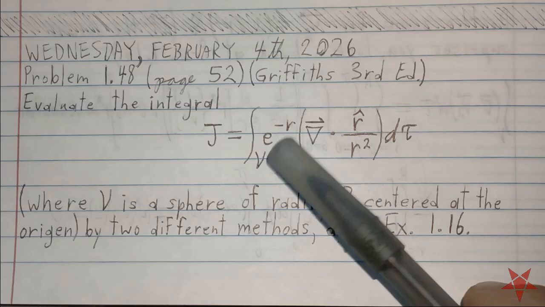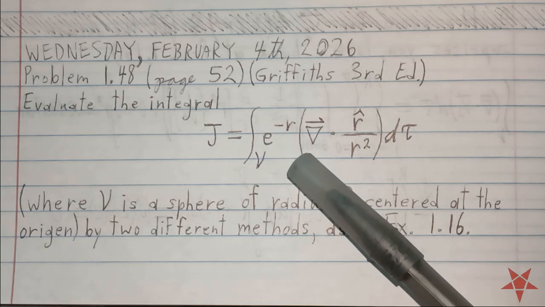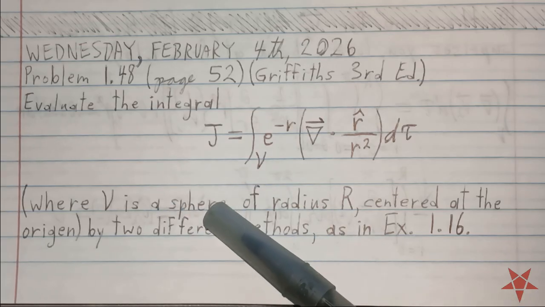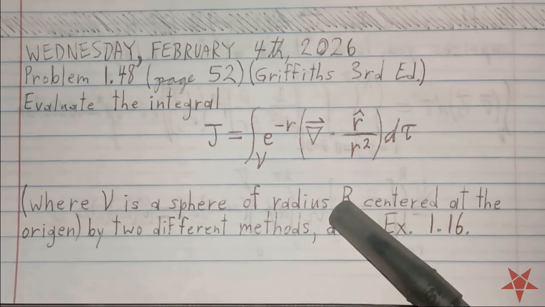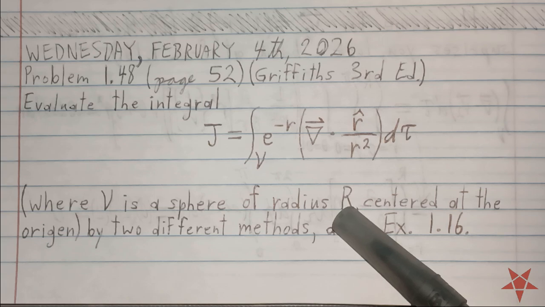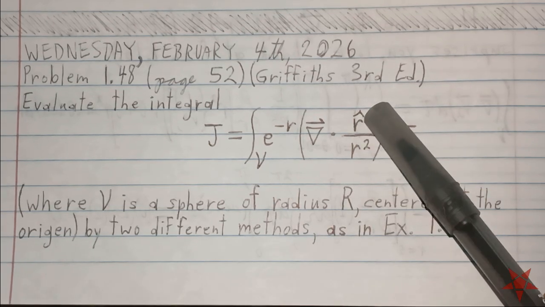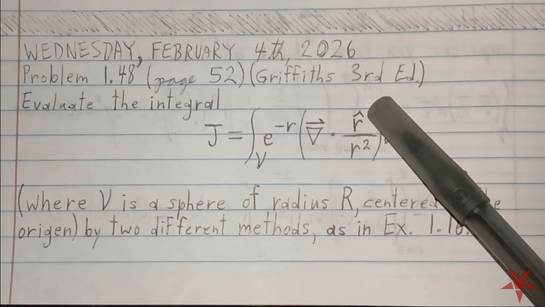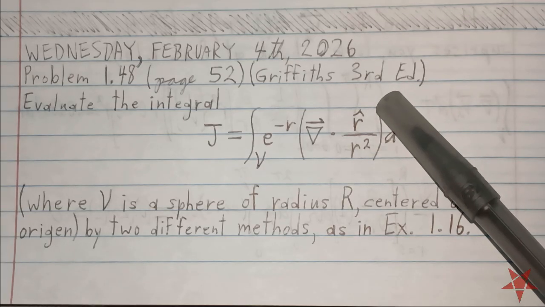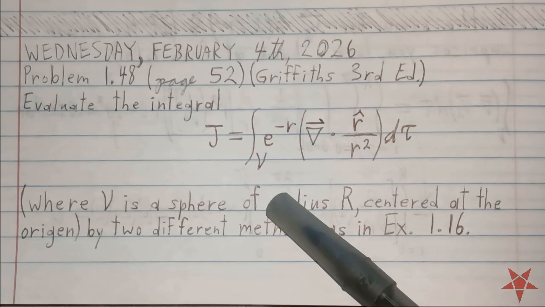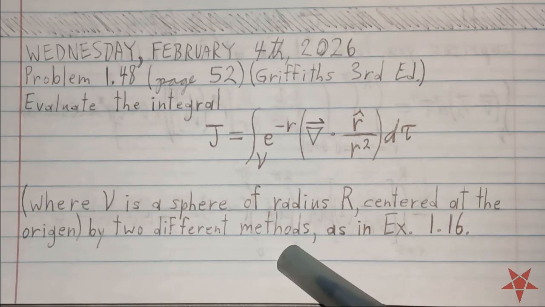So going back to my notes, J is a volume integral where V is a sphere of radius r in spherical coordinates centered at the origin. So basically r is the distance from the origin. In this case, we have the divergence of r hat divided by r squared. And we'll be using two different methods.